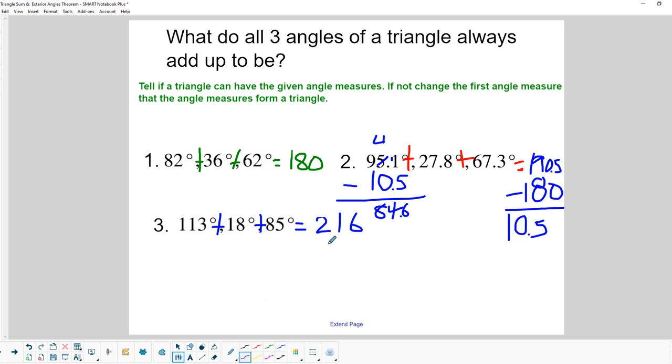All right, so our next one, if we subtract 180 from that, we end up with 36 degrees. So we're 36 degrees off. So to make these add up to 180, we've got to subtract 36 from our first angle so that the math will work out. So we go 11 minus 1 is 10. Bring that 1 over and put it on the 3, so that's 13. 13 minus 6 is 7, and 10 minus 3 is 7. So the first angle would have to be 77 degrees. Okay, so that's just three or four problems about the triangle sum theorem.